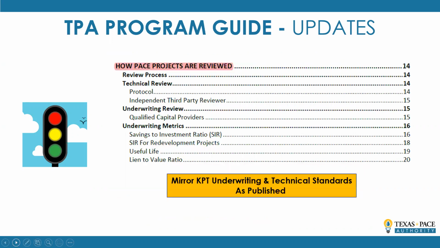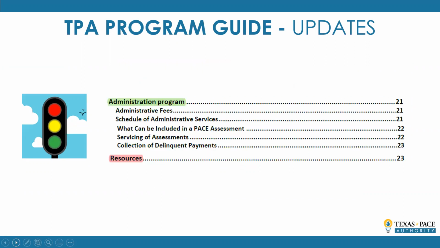So moving on through it, how PACE projects are reviewed, a lot of changes here, and they're mirroring the Keeping PACE in Texas underwriting and technical standards as published. At Texas PACE Authority, we adopt and use the PACE in a box tools and guidelines as published without changes or alterations. We think that is the only way to do it to provide consistency statewide. And so our program guide mirrors those standards. The administration side, again, not a lot of changes there. There are significant changes to the resources that are there.